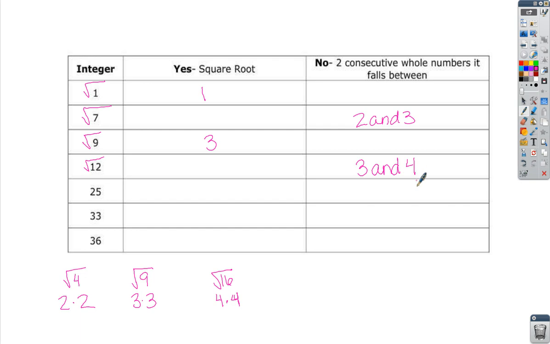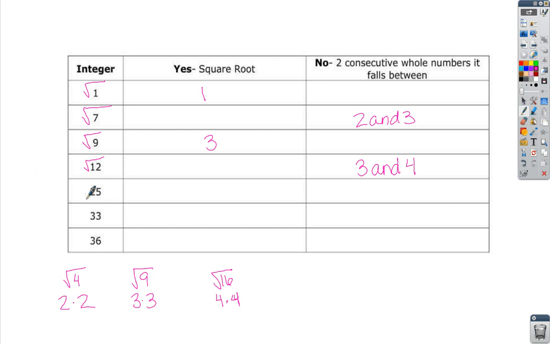Now I want you to go ahead and find the square root of 25. See if it's yes, a square root, or no, and you're going to figure out the two consecutive whole numbers it falls between. Go ahead and pause the video.